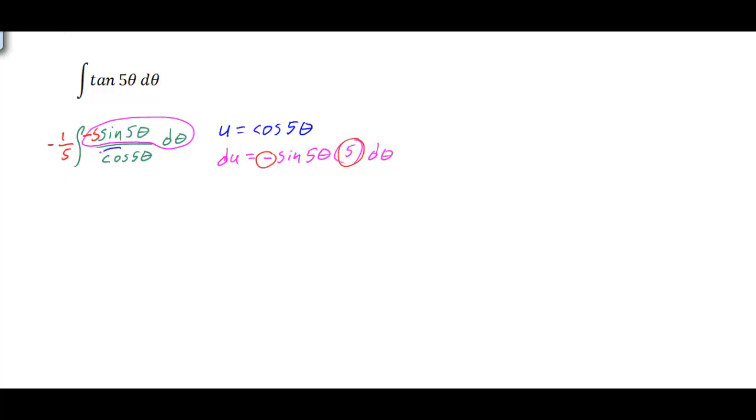So if you notice now, here we have du over u. And if we have du over u, then we know that's going to be the natural log. So if I bring down the negative 1/5, it's the natural log of u, which is cosine 5 theta.